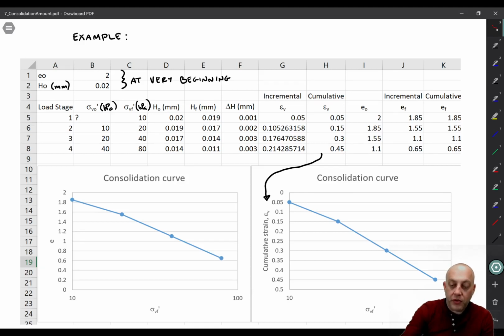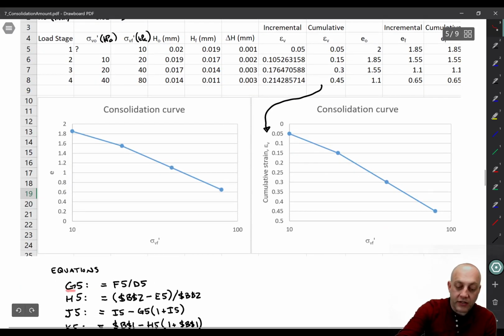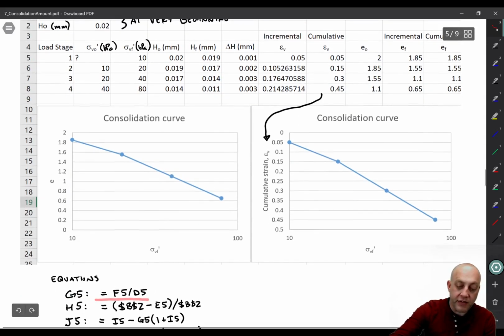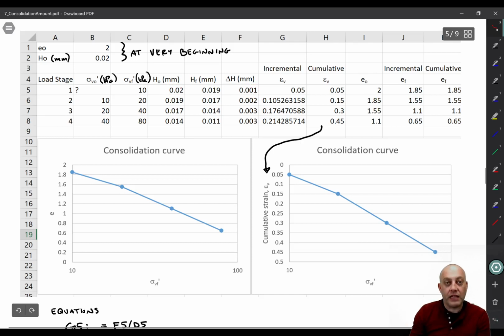So I've walked you through it. I probably have too many significant figures here, but I would reduce that if it was an assignment. So forgive me for leaving it at like, what, 9 sig figs here. But anyway, this value, epsilon v for column G, it's defined by this equation down here. So G5 is equal to F5 over D5. I'm simply taking the change in height divided by the initial height of the specimen for that load stage.